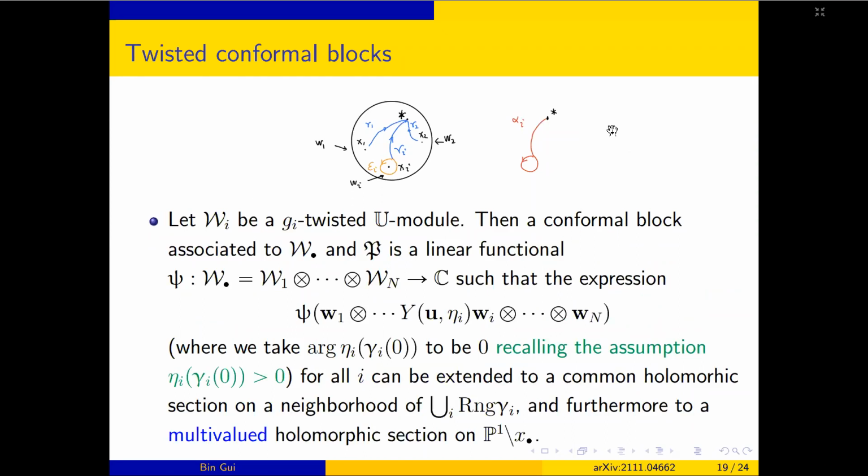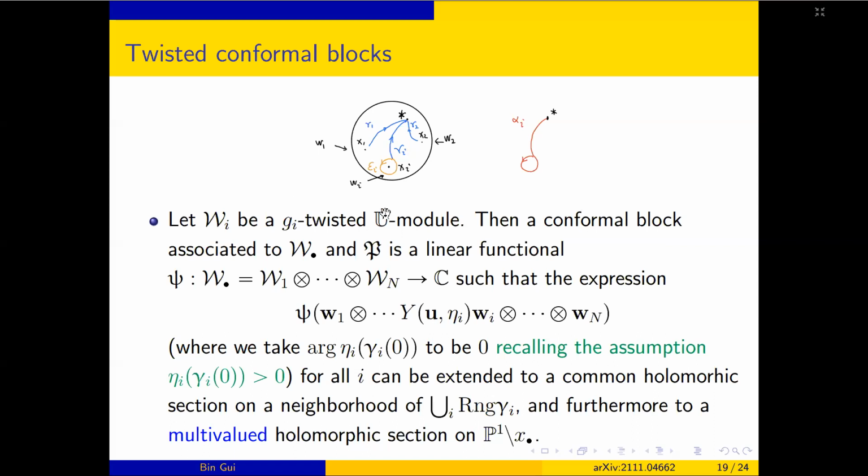Now, based on this geometric setting, I will define the conformal blocks. I will give you the rough definition of the conformal block. For each mark point, I'm going to associate the twisted modules. More precisely, for each mark point xi, I will choose a GI twisted module. Recall that each GI is a group element. We have a big group G acting as automorphisms on the VOA U, and for each I, you choose a group element GI.